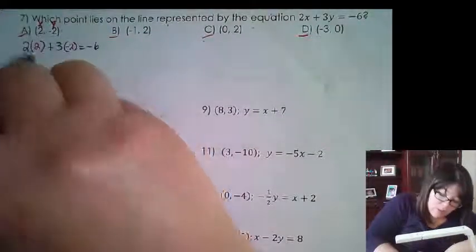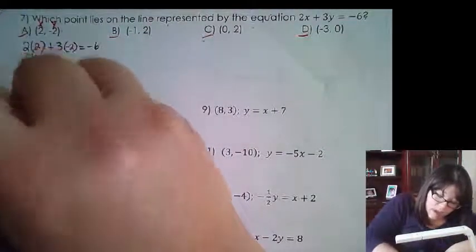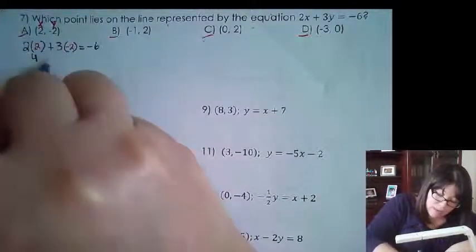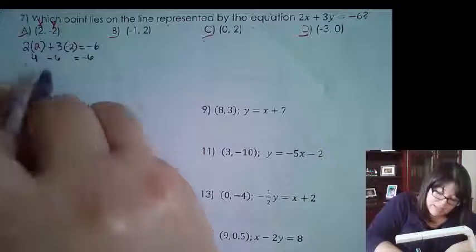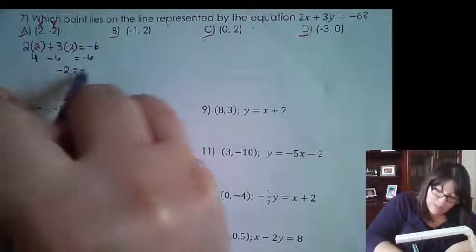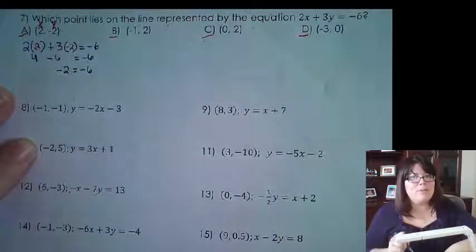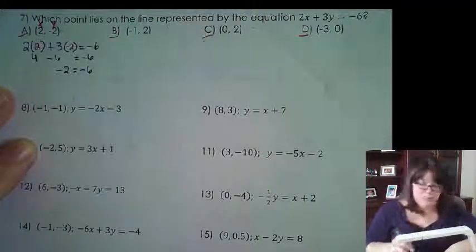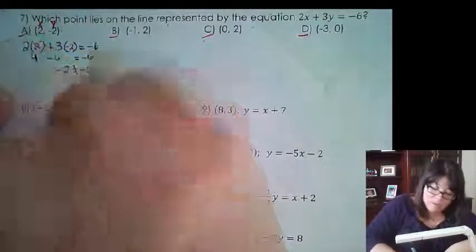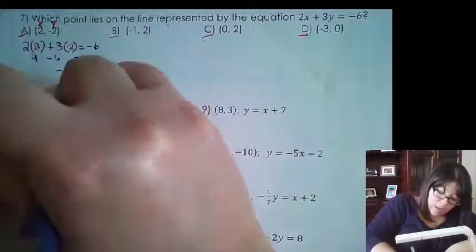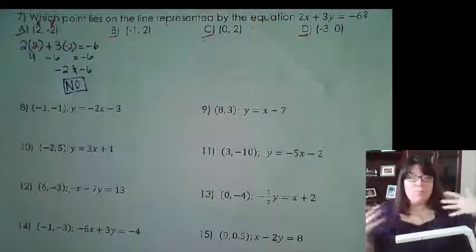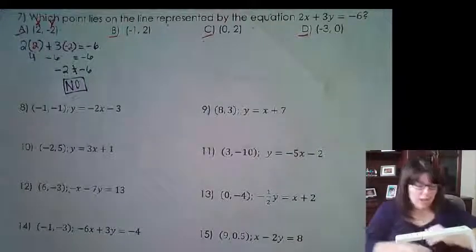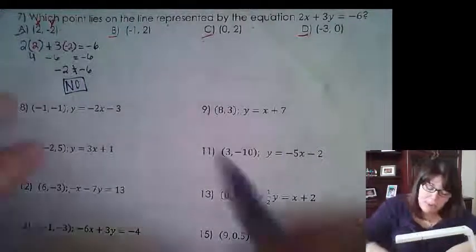So we've got 2 times 2 is 4. A positive 3 times a negative 2 is negative 6, and this is equal to negative 6. 4 minus 6 is negative 2 equals negative 6. Negative 2 equals negative 6. That's not true. It does not equal negative 6. No, this is not on the line. That's how you would answer that one, or how you would mark that no, it does not lie on the line. Let's take a look at point B.